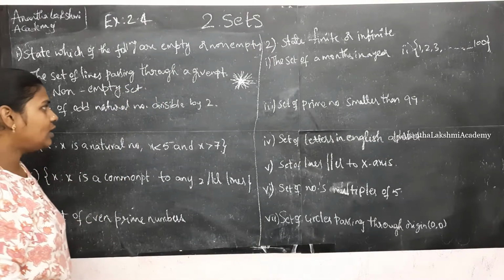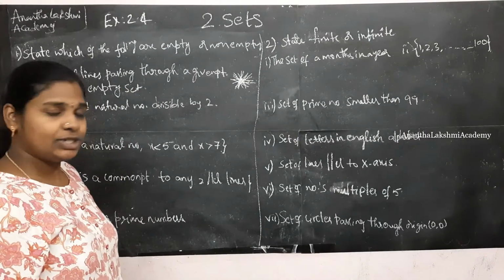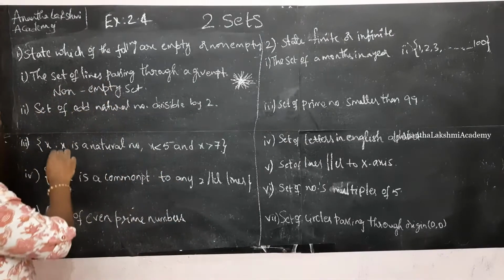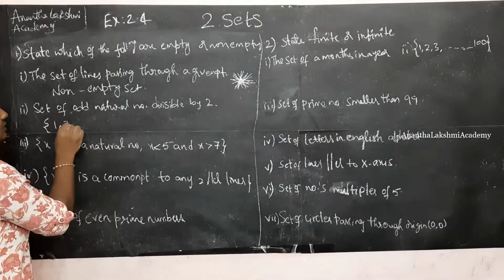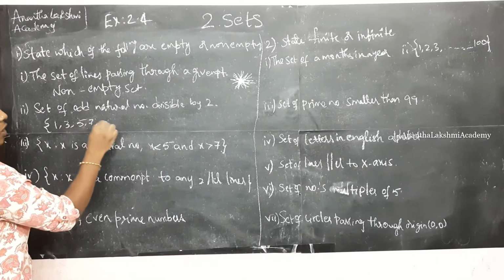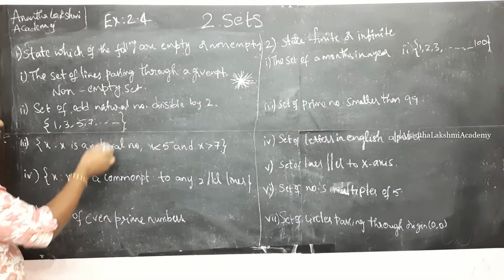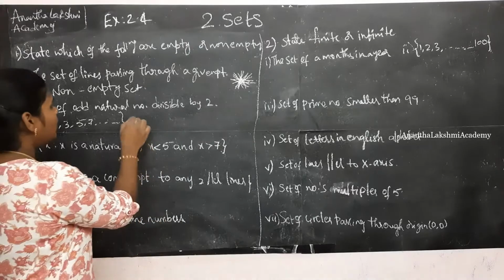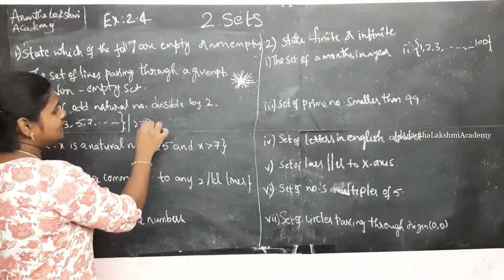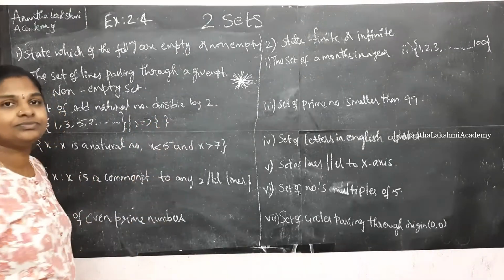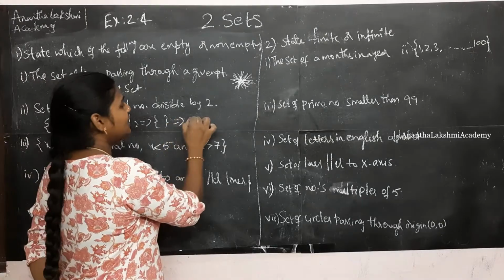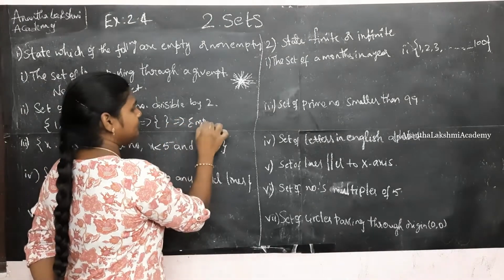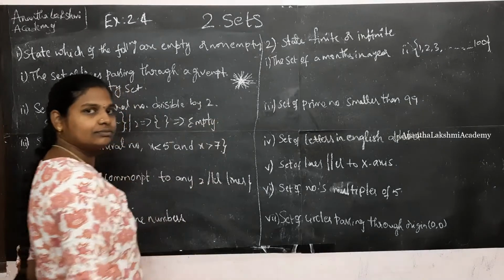Next, the set of odd natural numbers divisible by 2. When you say the set of odd natural numbers, they are 1, 3, 5, 7 and so on. Now, are they divisible by 2? No. So you get nothing, which means this is an empty set.